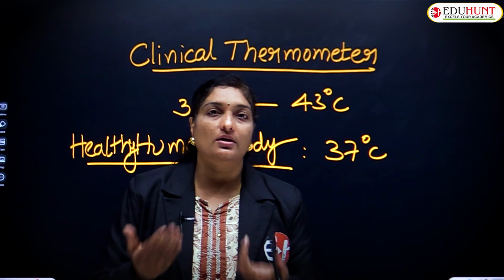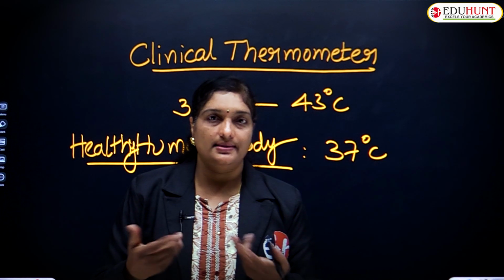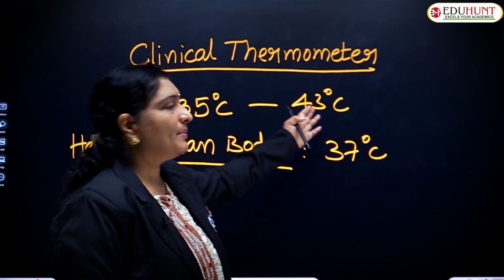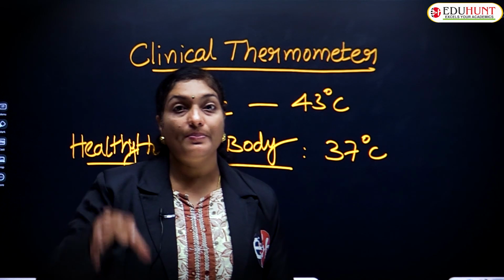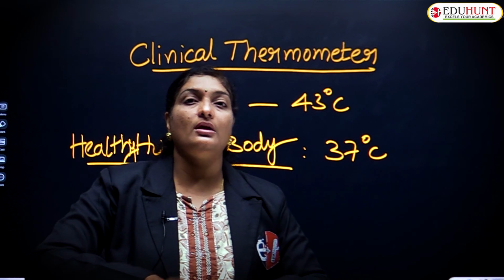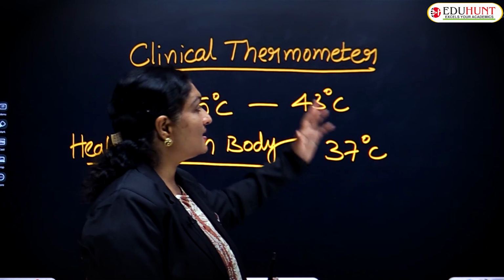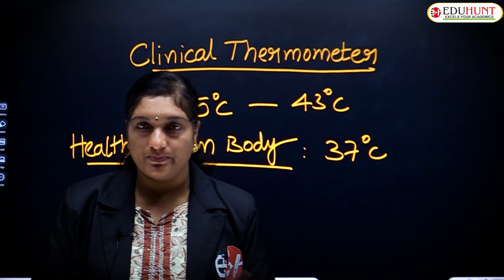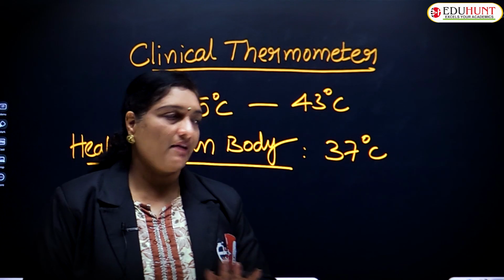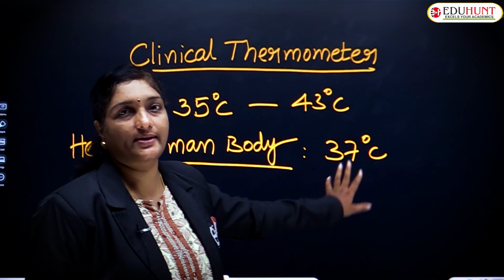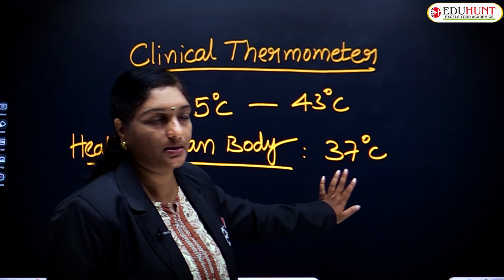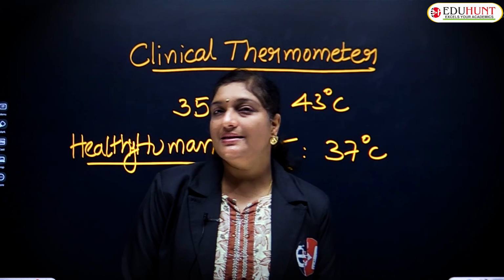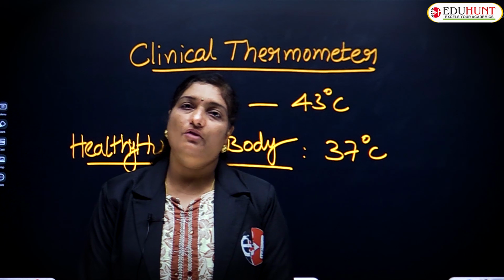If you use hot water, it might be 100 degrees Celsius, but the clinical thermometer only goes up to 43 degrees Celsius. Because of hot water, the mercury may expand beyond 43 degrees Celsius and there is every possibility that it may explode. So be safe and always use warm water to clean this clinical thermometer and maintain good health. Okay, children. So now, based on the above concept, let us try to solve a few numericals.